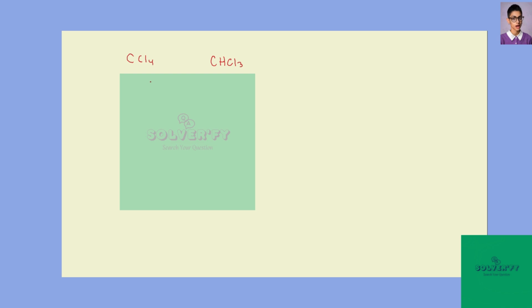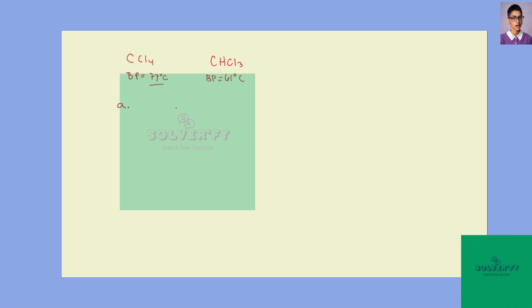So the question is telling us that carbon tetrachloride has a normal boiling point equal to 77 degrees Celsius, and chloroform has a normal boiling point of 61 degrees Celsius. So right away we can see that carbon tetrachloride has the higher boiling point, therefore it must have the stronger intermolecular forces. So they're asking us to figure out which one of the following reasons could be the reasoning behind why carbon tetrachloride has the higher boiling point.